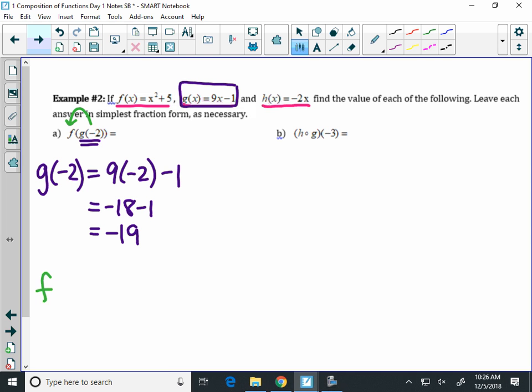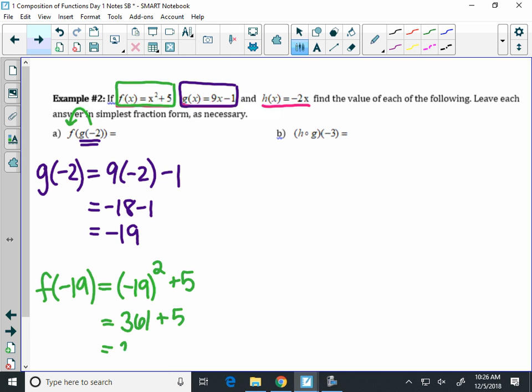So now you're going to put that negative 19 into the function of f, which is this first one. When I have a value I'm putting in, I always put it in parentheses: negative 19 squared plus 5. When you type a negative into your calculator to square it, make sure you always put it in parentheses so you get the right value. And that's 361 plus 5, which is 366. So the whole value of f of g of negative 2 is 366.